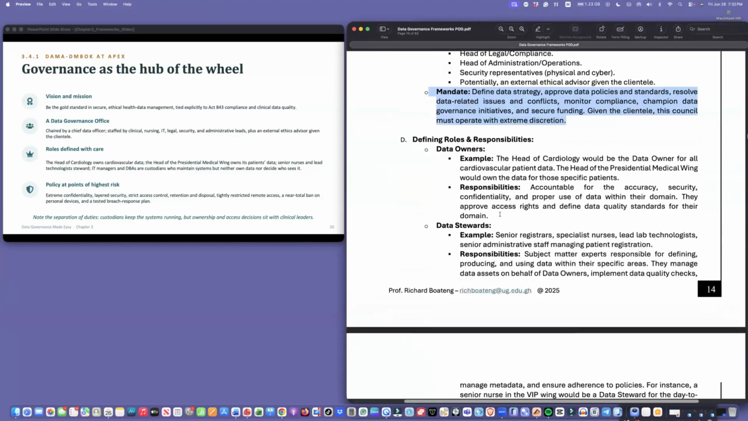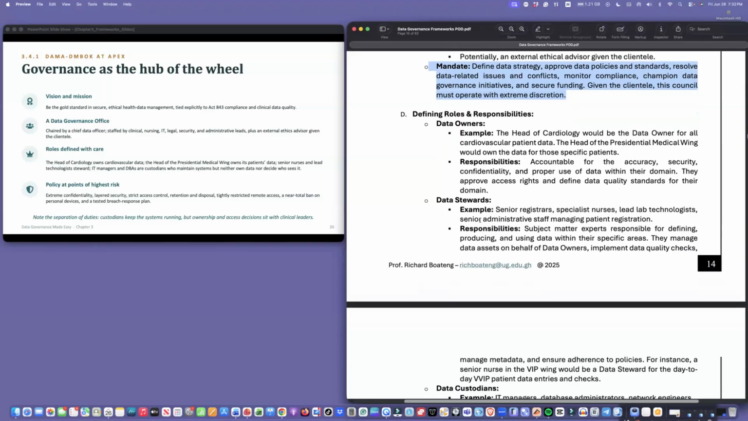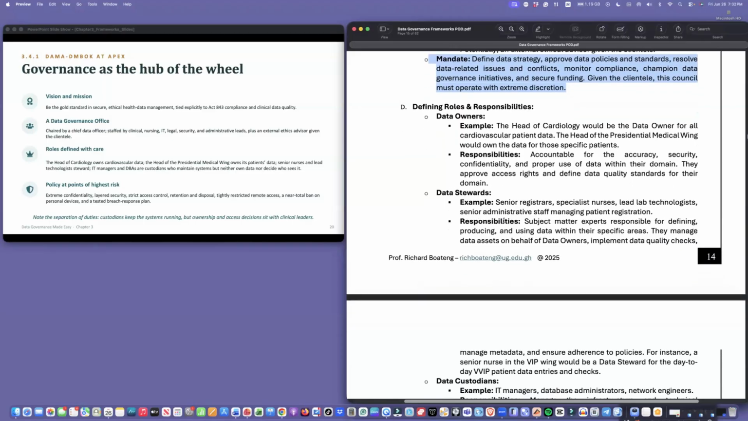So the data owner, who are the data owners? Accountable for accuracy and security and confidentiality and proper use of the data within the domain. They own the data. Within their domain, they are doing domain-based ownership. So the head of cardiology will be the owner of the data for cardiovascular patient data. And the head of presidential medical wing will own the data for those who come to the presidency. So that'll be the president, the vice president, those two and their family. Then maybe other presidents across West Africa or Africa.